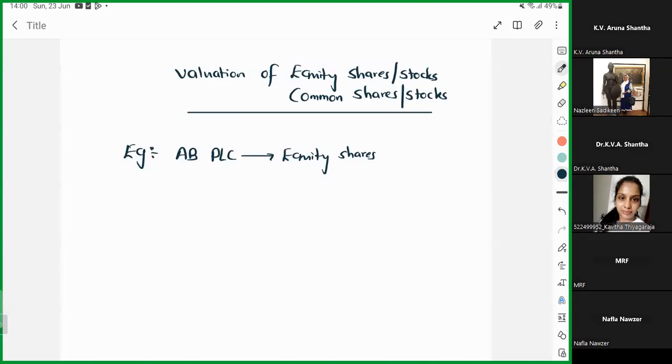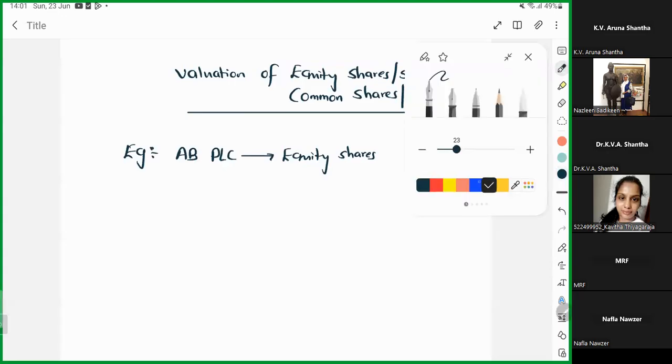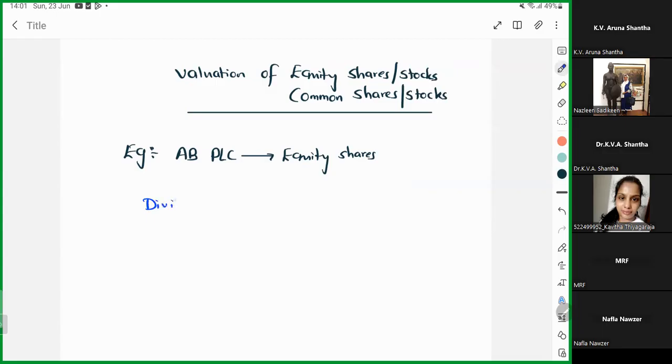Now, let's say you are planning to invest only for the next year. This is a very simple situation. Then what are the cash flows? Next year you get the dividend. So one cash flow is dividend. Then at the end of the next year, you are going to sell the shares. Another cash flow is the sales value of that share, the selling price.